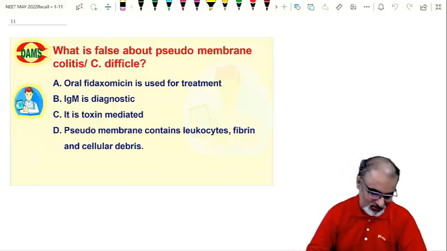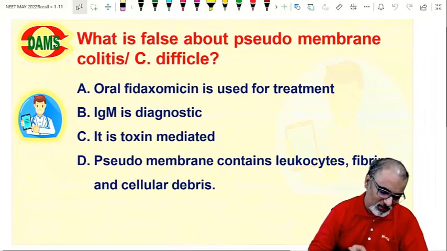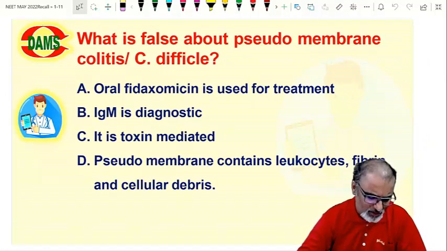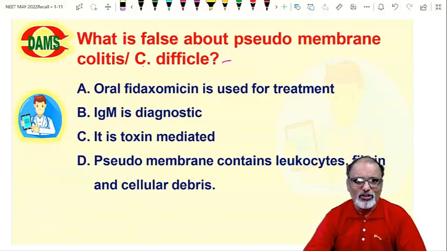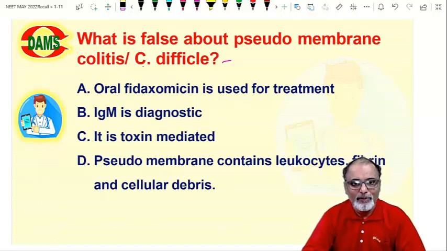Diagnosis, MAT test, gold standard. What is false about pseudomembrane qualities? Some people say, no sir, they gave the name Clostridium difficile. Whatever it may be, pseudomembranous colitis is caused by Clostridium difficile. It is otherwise called healthcare associated diarrhea, which follows the starting of antibiotics.